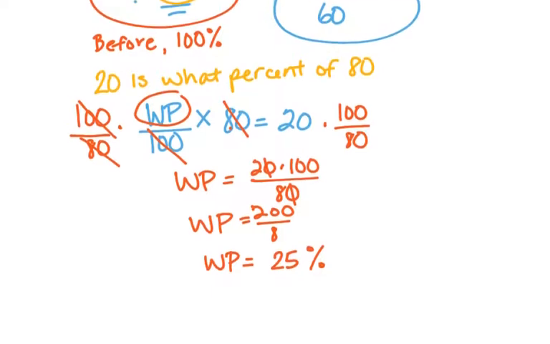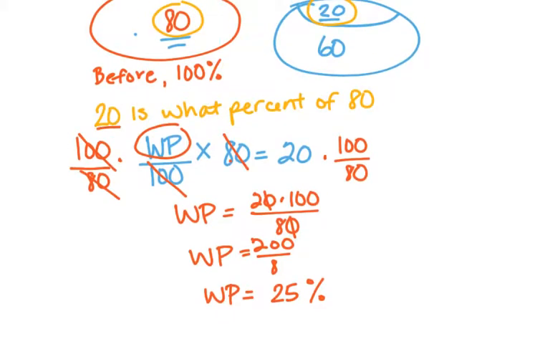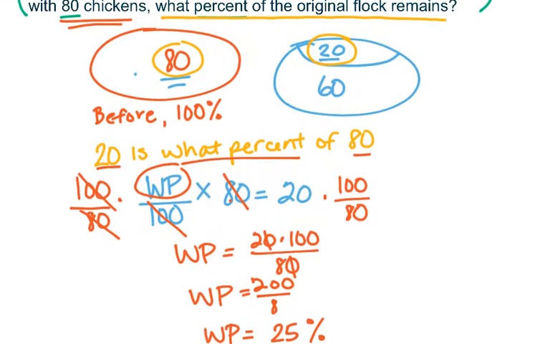So I just discovered that 20 is 25% of 80. So they like you to sometimes come back up here, and next to my 20 I'll write 25%. And that means 60 is the remaining percent, because if this needs to equal 100% total, it's 100 minus 25, so 75.